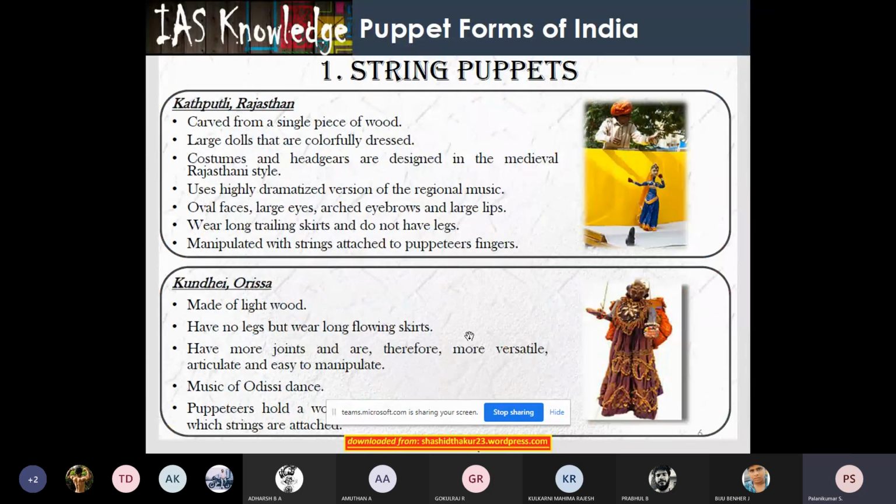they are the same. Another type, if you see string puppets, is in Rajasthan and also in Orissa. But from region to region there are small variations, and regional music was also added, especially in string puppets in Kundei, Orissa. They use puppets made of light wood only, which have no legs but wear longer flowing skirts, and the music of Odissi dance is used.